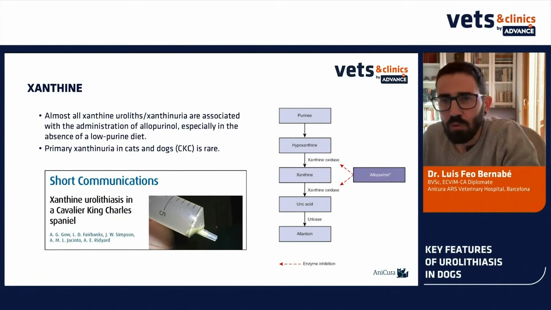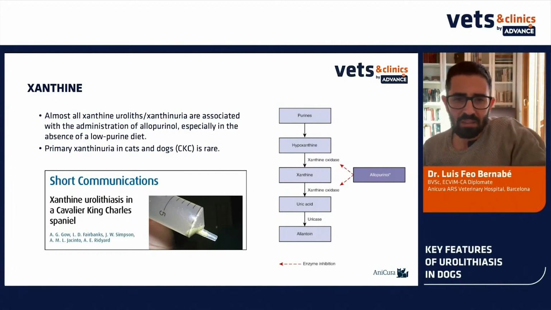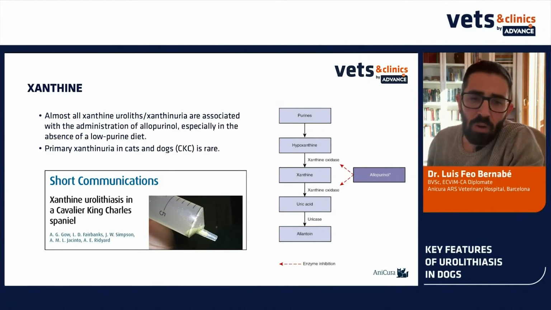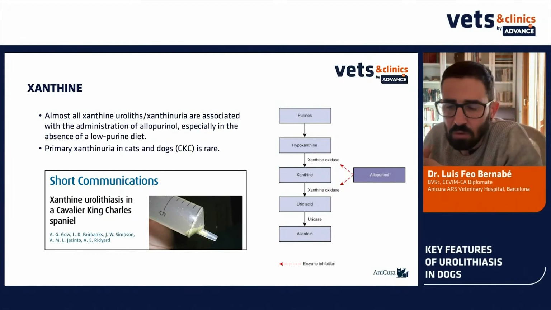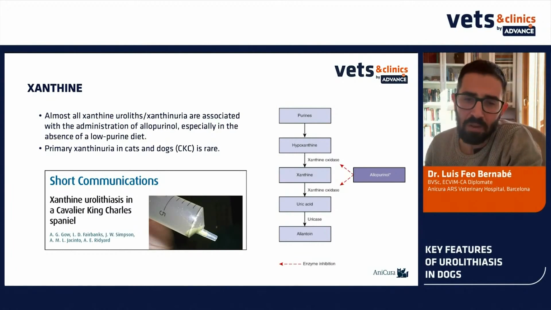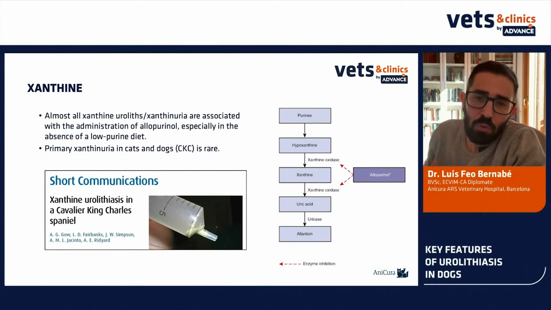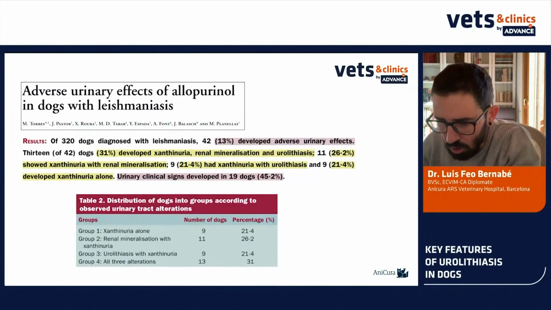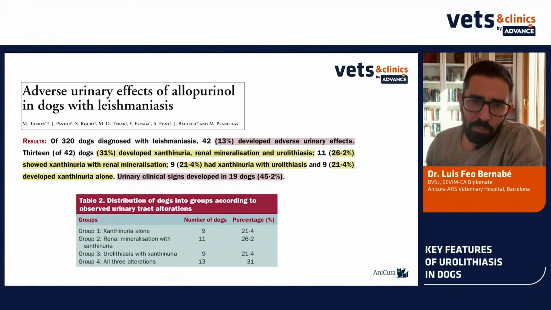Especially if you are not giving low purine diets. The primary xanthinuria in cats and dogs is really rare. There are only a few papers talking about that, and it's more frequently seen in the Cavalier King Charles Spaniel. But here in my country, we have a lot of leishmania, so we use a lot of allopurinol, and we tend to see this urate quite often.